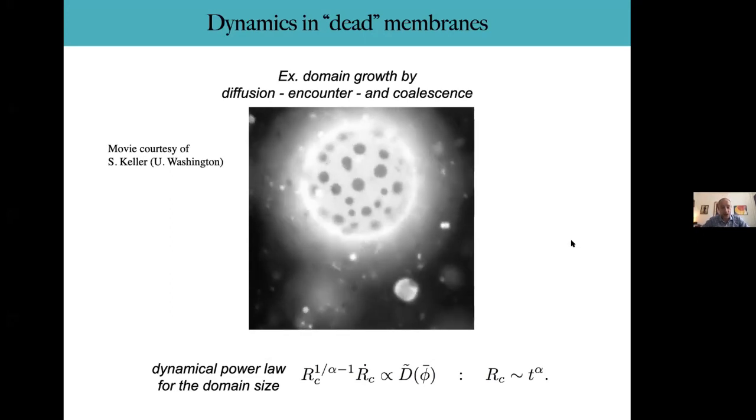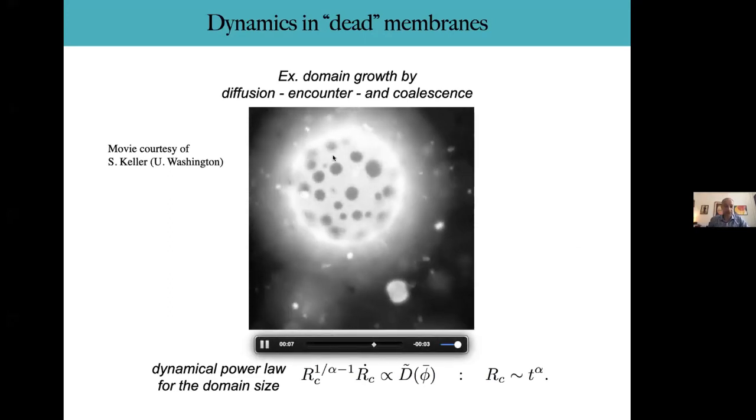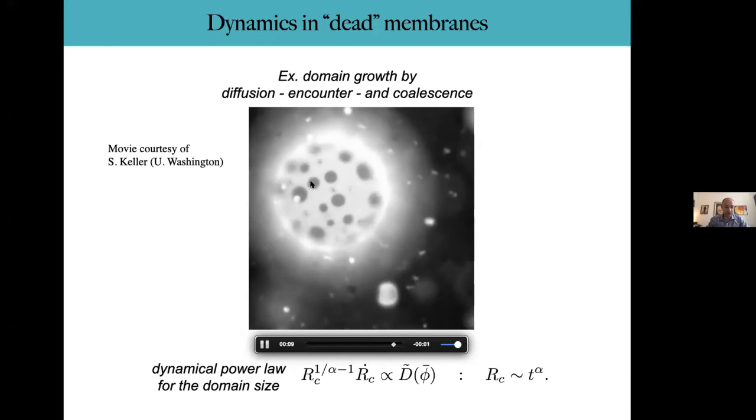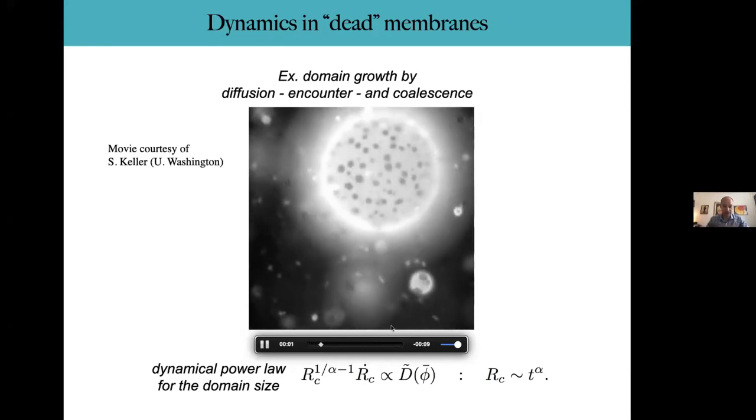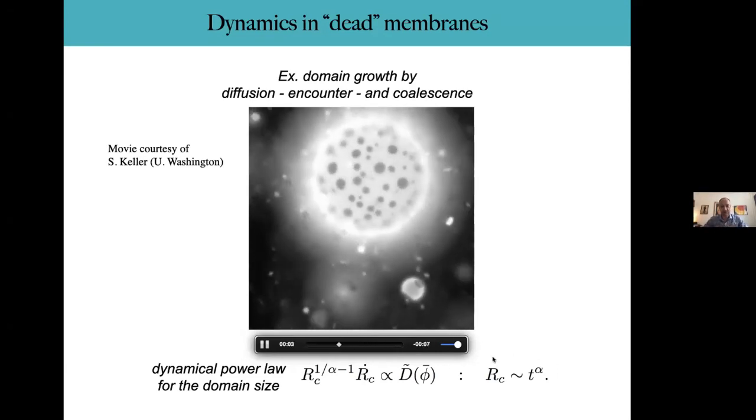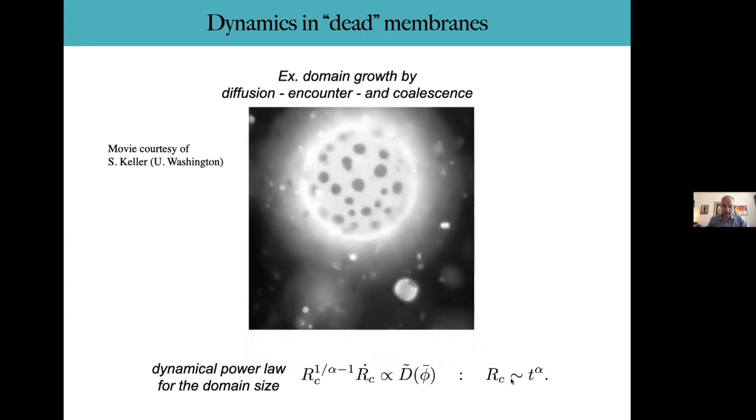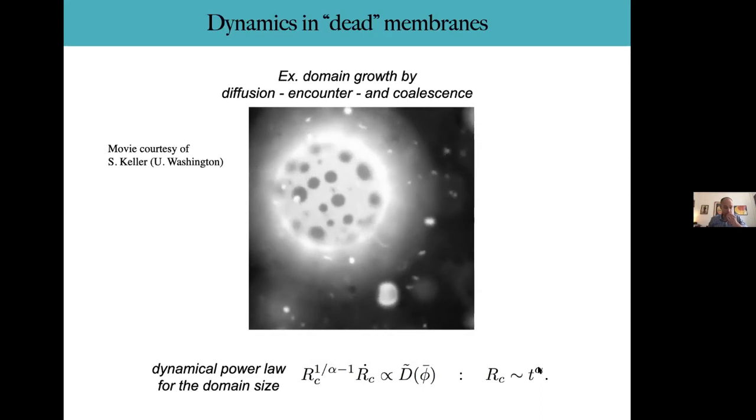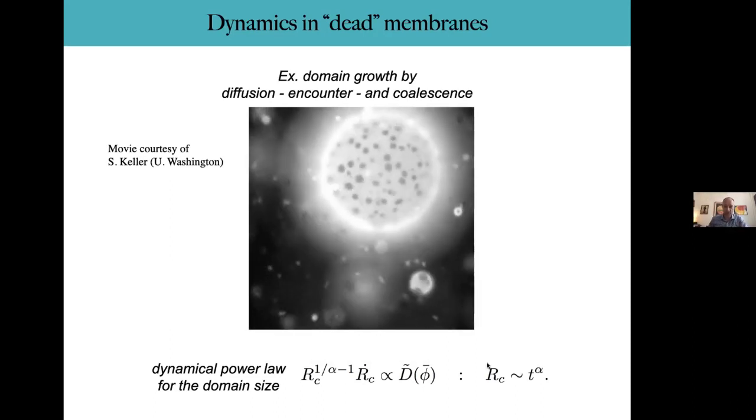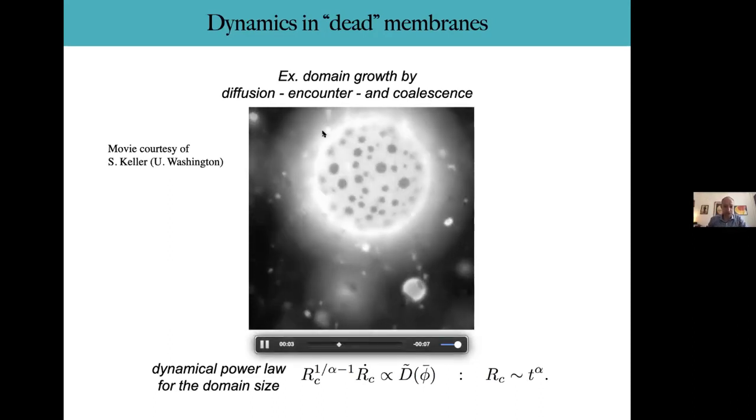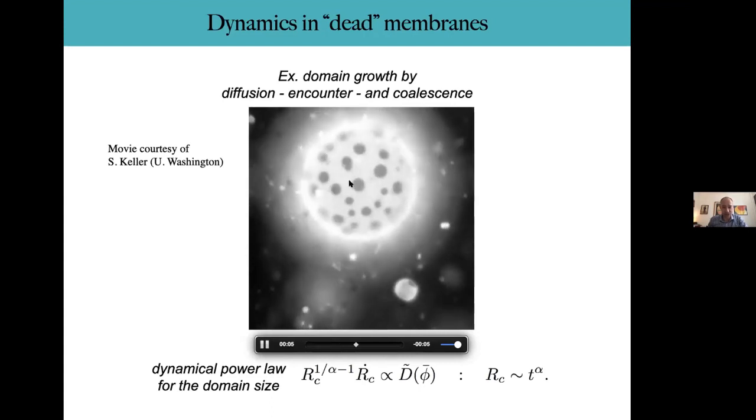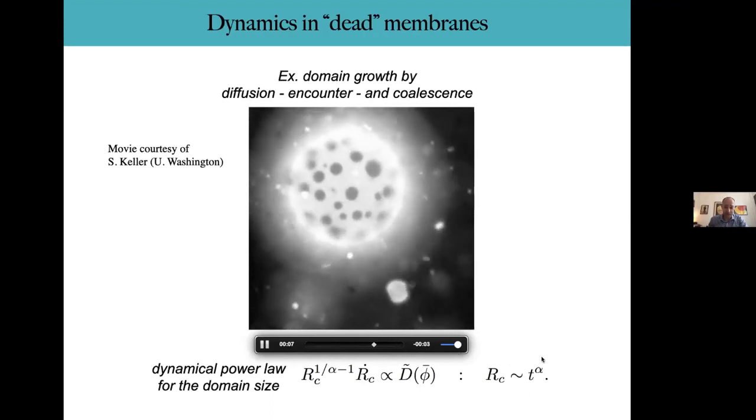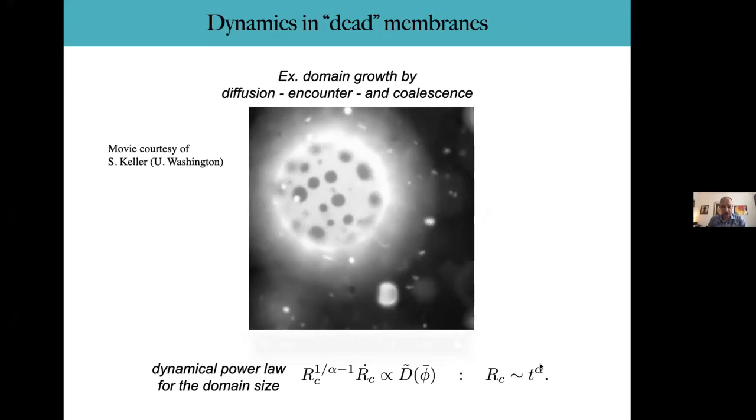And so domains have different sizes, but you can define a characteristic size, and then you expect this characteristic size to increase with time with a particular power. So you expect a dynamical scaling law, basically. And depending on the process through which these domains exchange material, you can have different dynamical scaling laws.